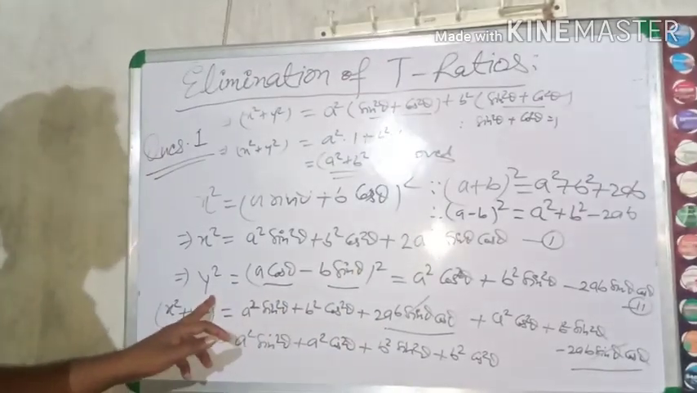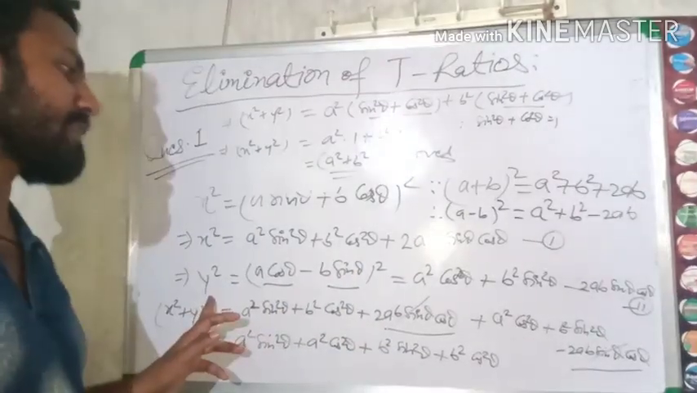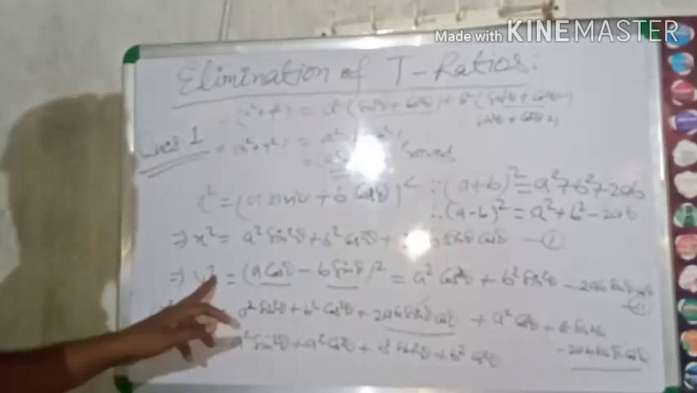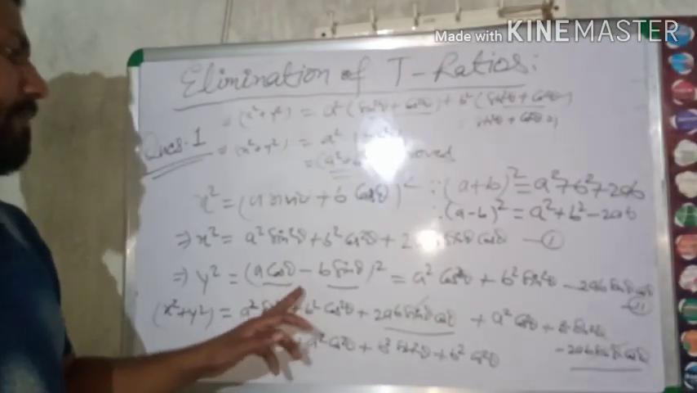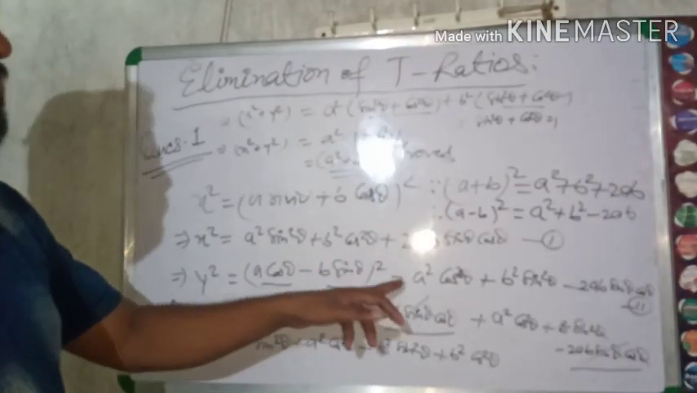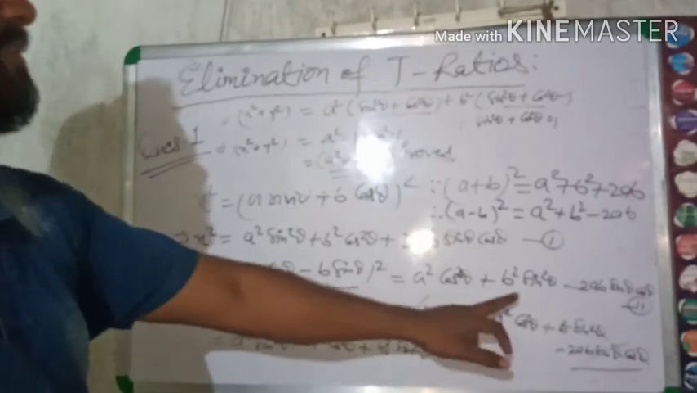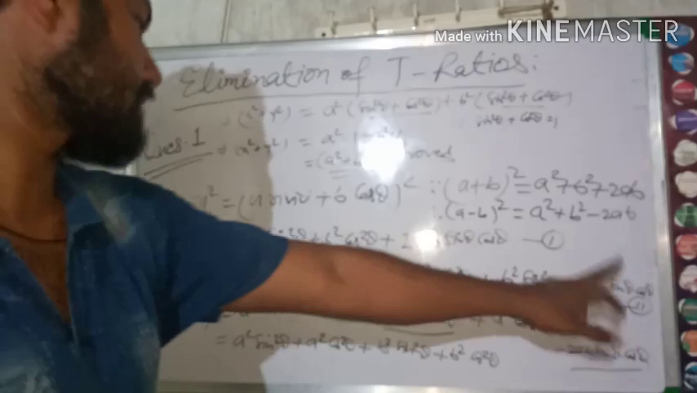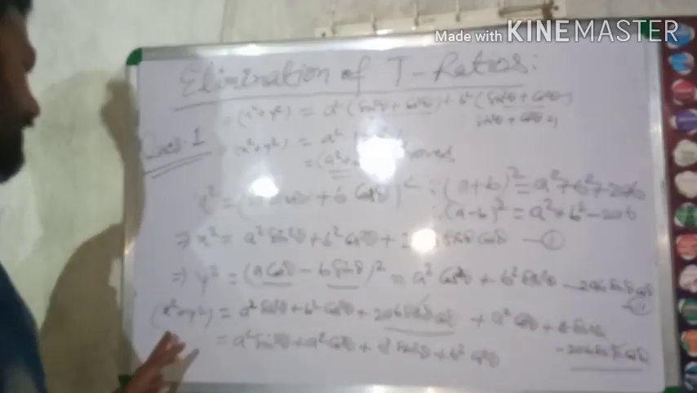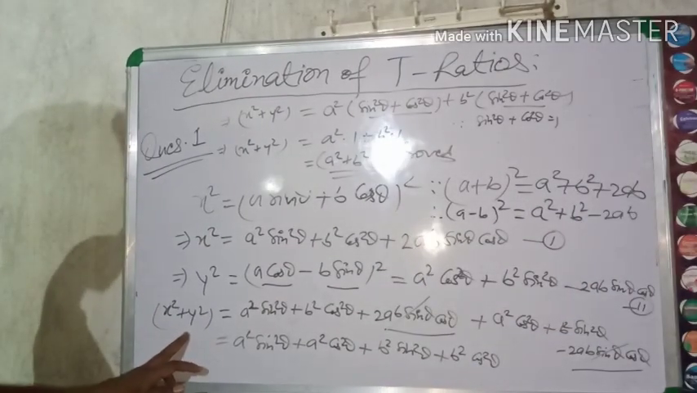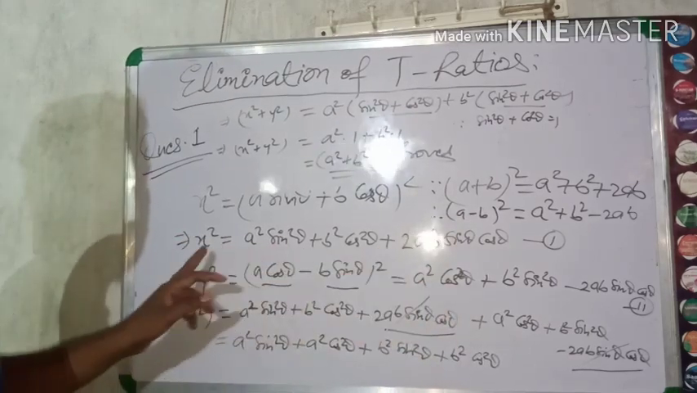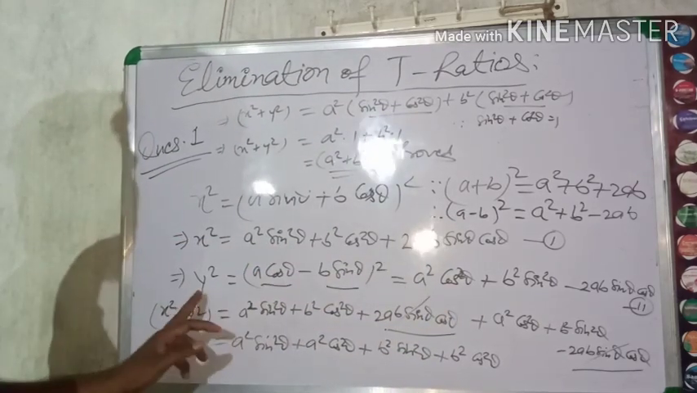And given that y is equal to a cos theta minus b sin theta, then y square is equal to (a cos theta minus b sin theta) whole square, which is a square cos square theta plus b square sin square theta minus 2ab sin theta cos theta. Equation second. And this implies x square plus y square, from 1 and 2, x square is equal to this and y square is equal to that.